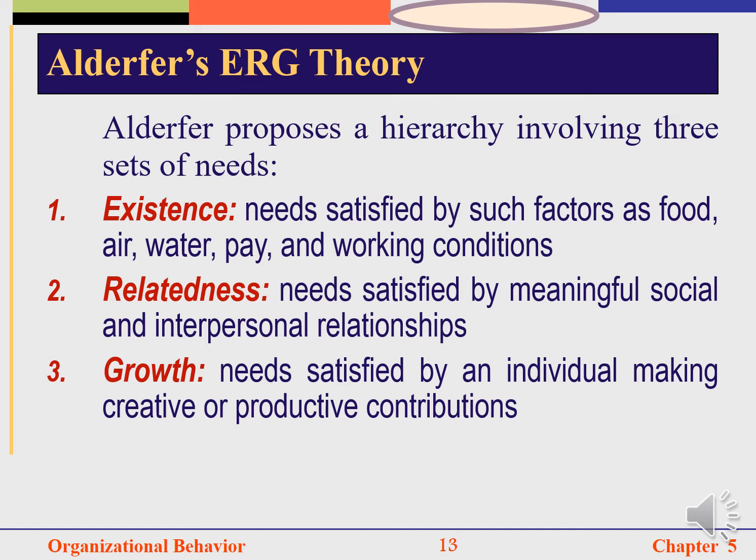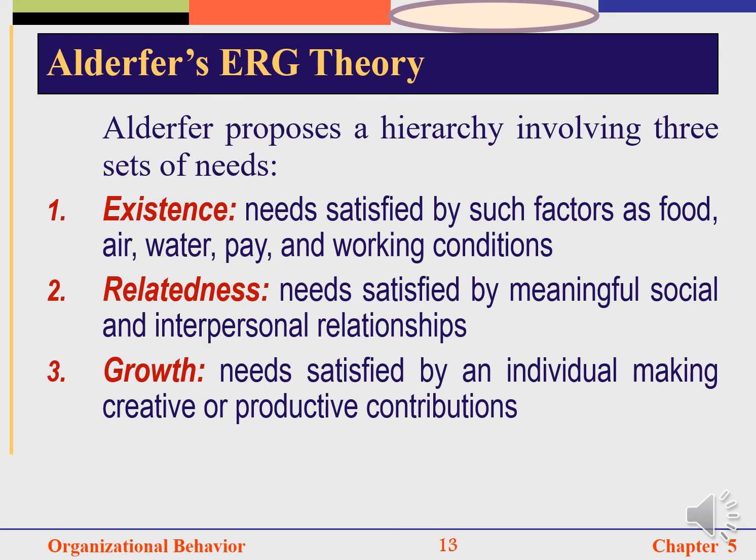Relatedness, needs satisfied by meaningful social and interpersonal relationships. This is the same as the social needs according to Maslow, the third level of needs in Maslow's theory, the social belongingness and love. This is the same here in Alderfer's theory. The third level of need in Alderfer is the need for growth. Needs satisfied by an individual making creative or productive contributions. And this is also a combination of the upper 2 levels in Maslow's theory, the self-esteem and the self-actualization.